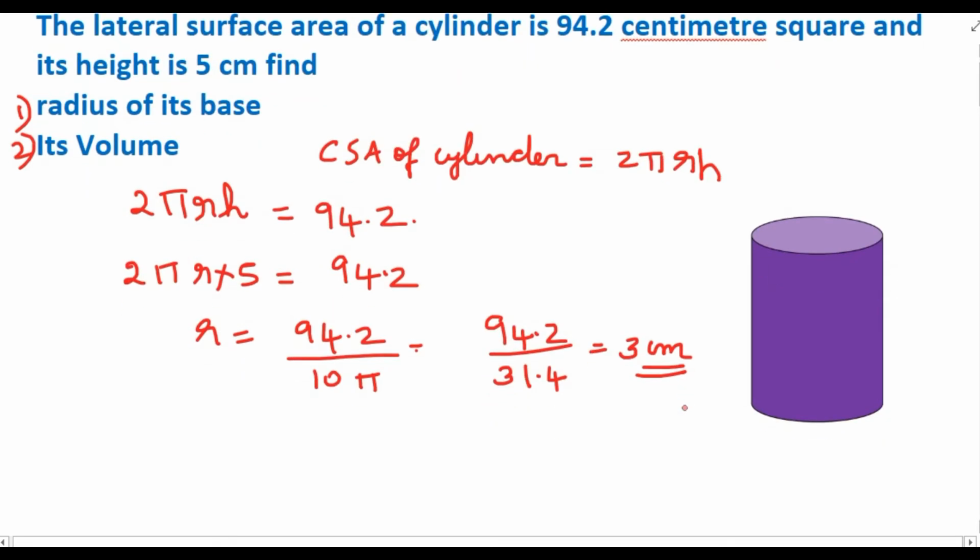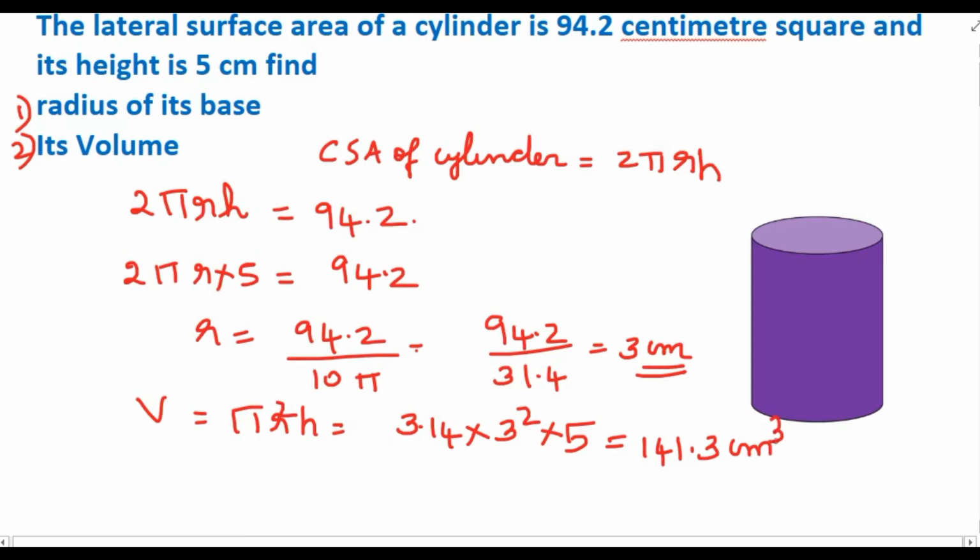Next, we need to find the volume of the cylinder. Volume of the cylinder is given by pi r square h, which is equal to 3.14 into 3 square, and height is 5 centimeter. So h I can write as 5. When you simplify this, we will have 141.3 centimeter cube. Unit of volume is centimeter cube. Radius is in centimeter, and CSA and TSA are in centimeter square.